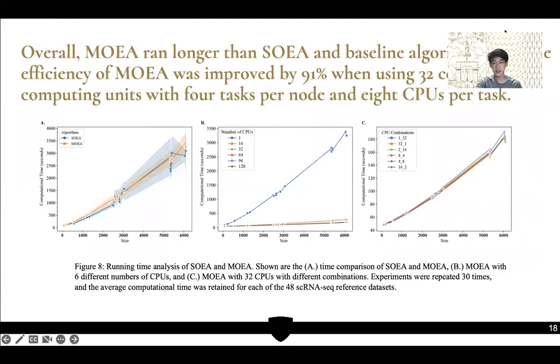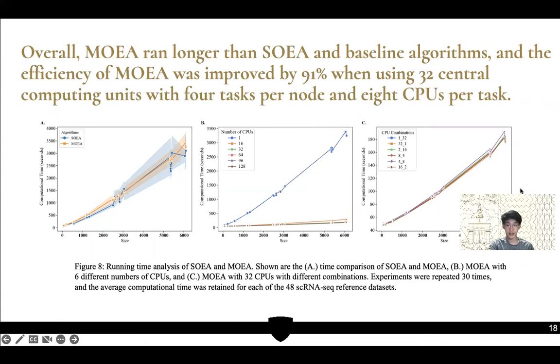The last experiment is the running time analysis. Overall, MOEA ran longer than SOEA and baseline algorithms. In the first graph and second graph, the efficiency of MOEA was improved by 91% when using 32 central processing units with 4 tasks per node and 8 CPUs per task, which is the last graph.